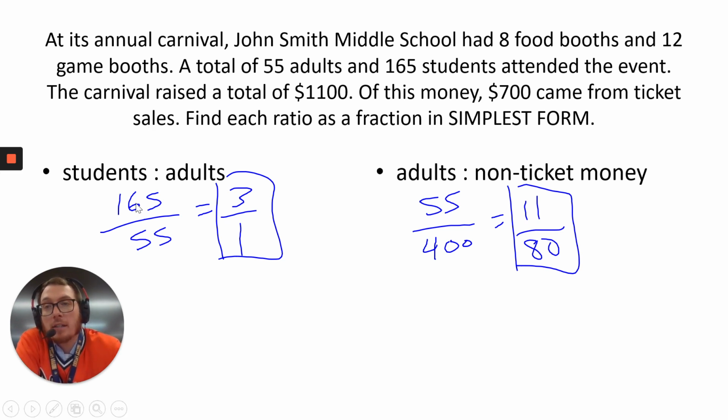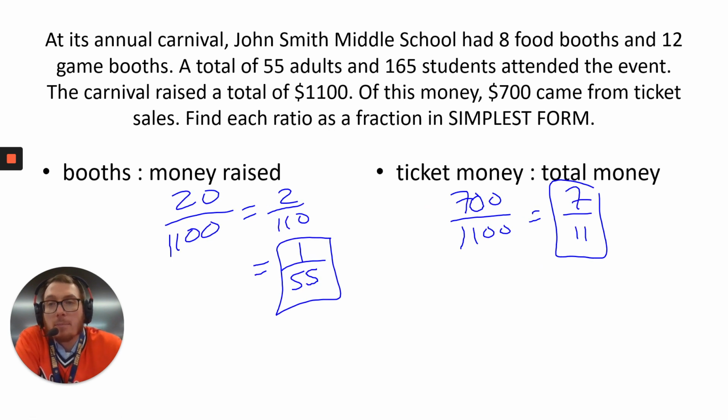First one is students to adults. So there's 165 students, 55 adults. And then from here, it's just a simplifying question. You may have to divide by 5 first off. Both of these actually divide by 55, and it works out perfectly. And this will end up being 3 over 1 as the final ratio, the ratio of students to adults. Adults to non-ticket money, 55 to 400, because there was $1,100 minus the 700 from ticket sales. And simplify that down, that's 11 to 18.